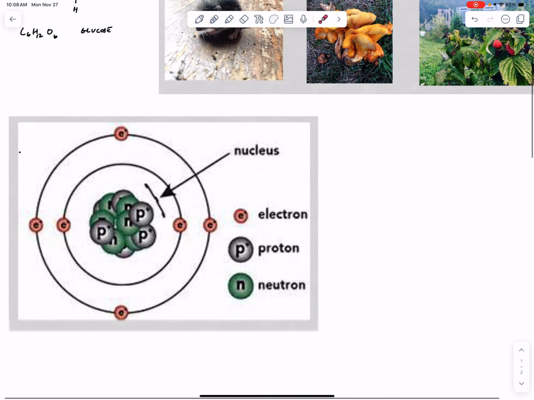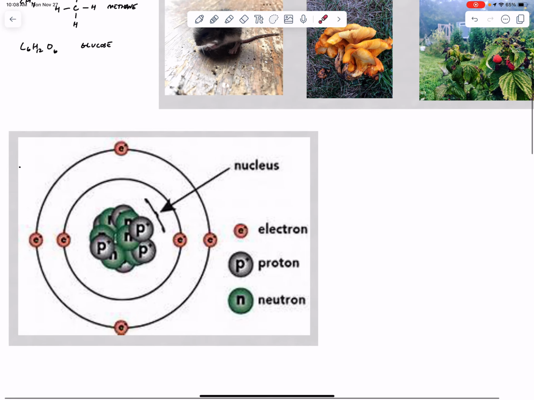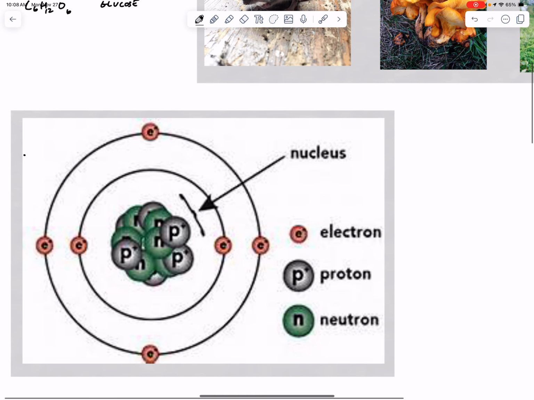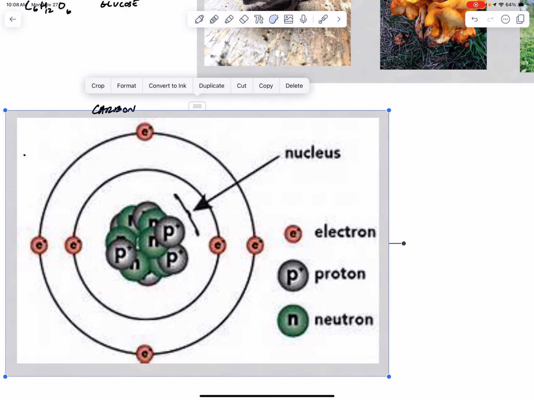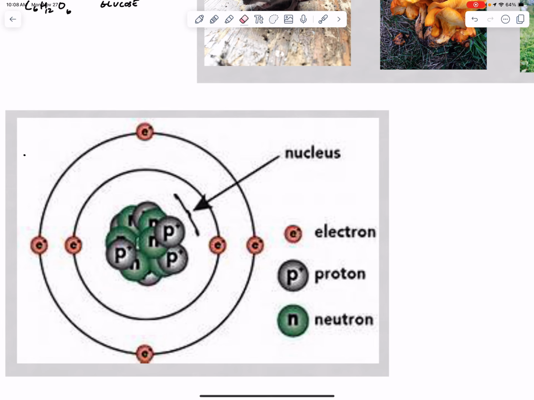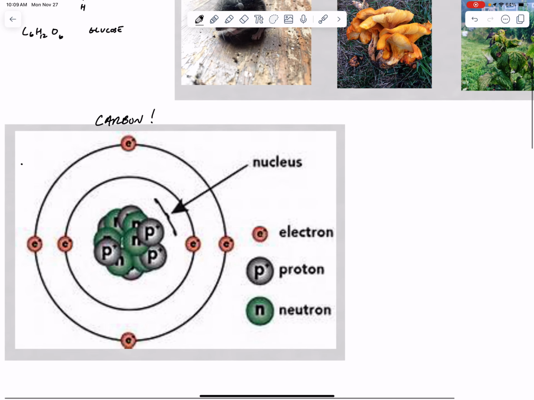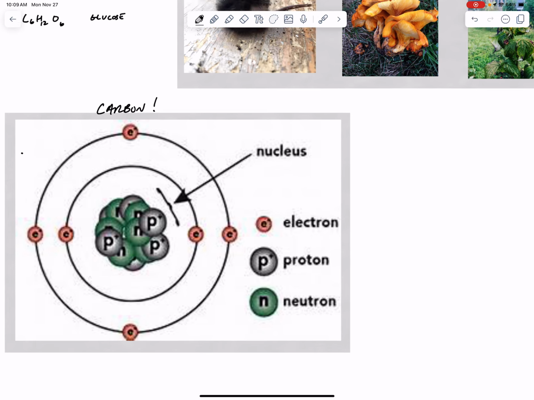Okay, and all living things are using this element carbon to build their complex structures. And in this screencast, I'm going to make it a little bigger, we're going to talk about why so many living things use carbon as the backbone of all the complex compounds that make them up. Okay, so here's the structure of carbon.